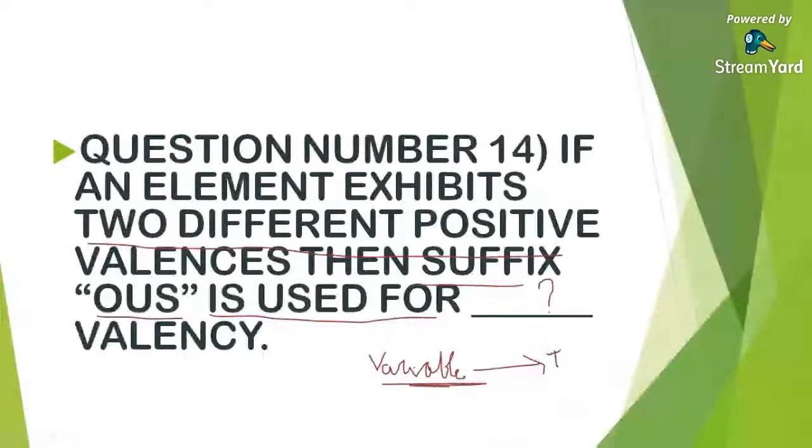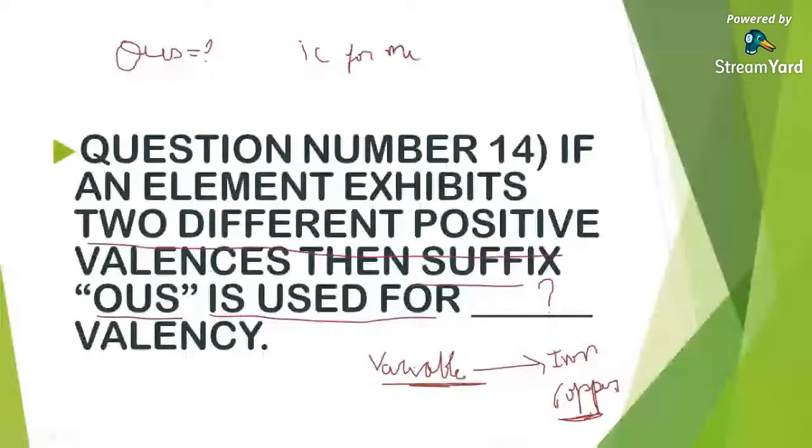So here it is asked about 'us', and I'm going to tell you about 'ik'. When the element exhibits two different positive valencies, then suffix 'us' is used. And the suffix 'ik' is used for the higher valency. The 'ik' is used for the more valency. Clear? A simple example is iron and copper, which I've given here.